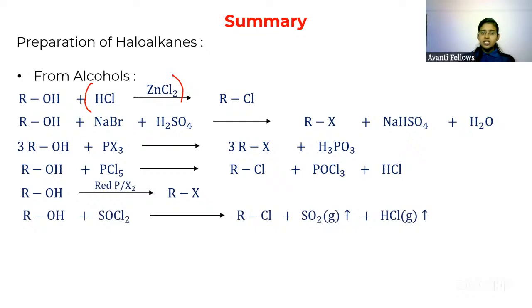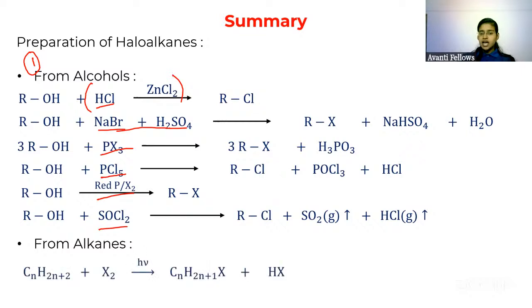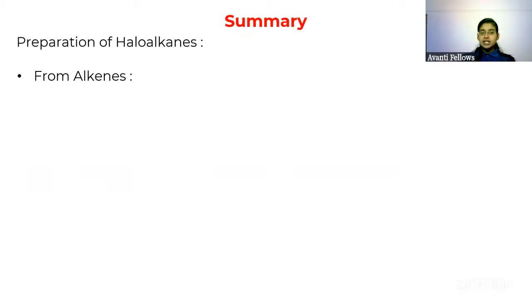Okay, in all the cases, one of the reagents will be the alcohol. The other reagent will differ, and it will lead to the corresponding products and byproducts. So this is the first main category under the preparation of haloalkanes. The second main category is from alkanes. Under alkanes, we studied only one reaction, in which the alkane is treated with halogen in the presence of sunlight, leading to the formation of haloalkane. So this is the second method of preparation.